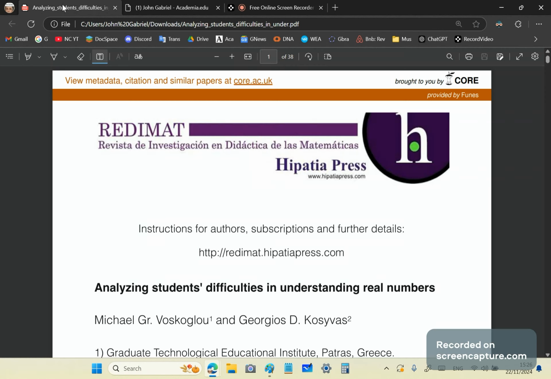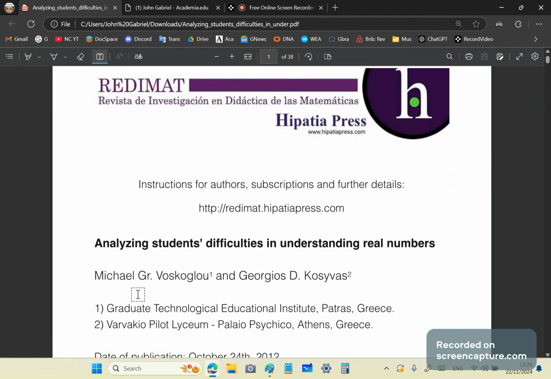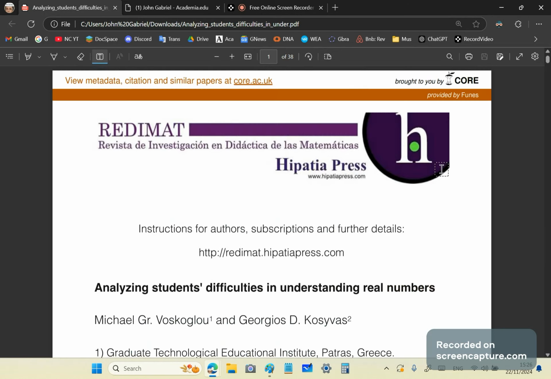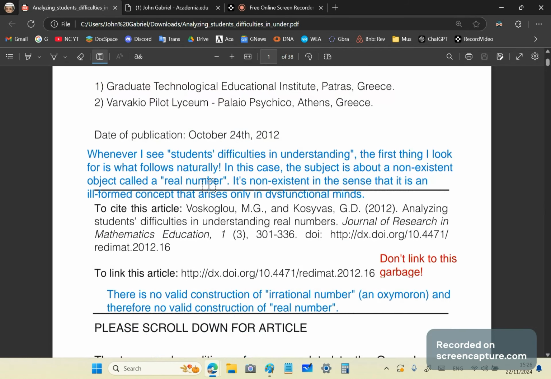Now, this article was written by two gents, one called Voskoglu and the other one Kosivas, however you pronounce that. And the topic is on analyzing students' difficulties in understanding real numbers. Now, let's go through the article. Whenever I see mainstream academics' articles that have the expression students' difficulties in understanding, the first thing I look for is what follows naturally.